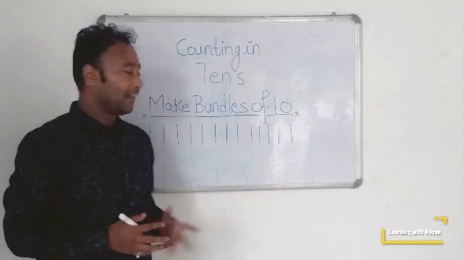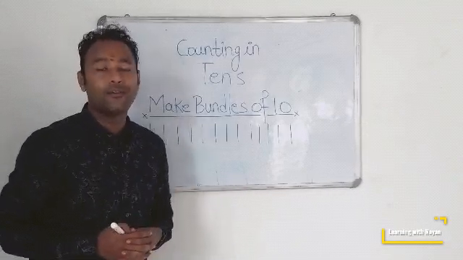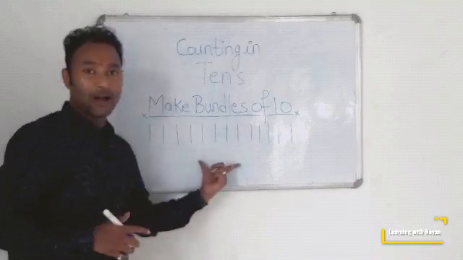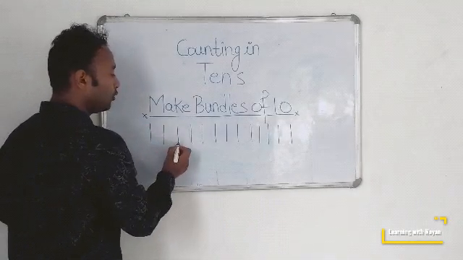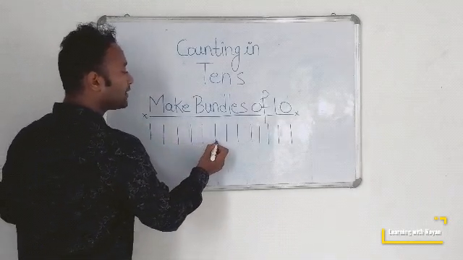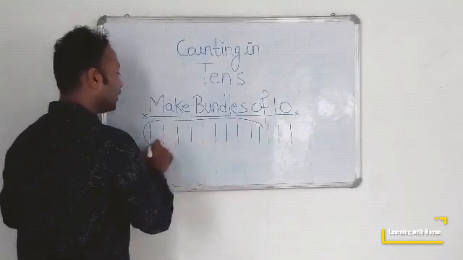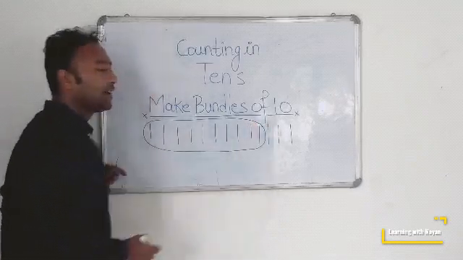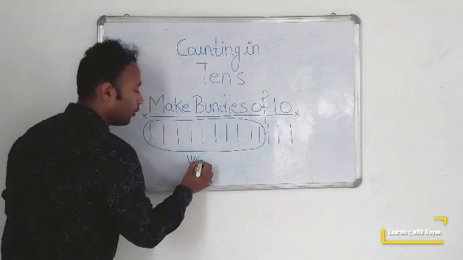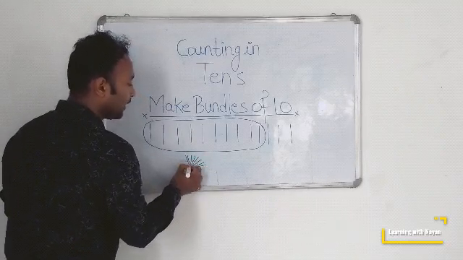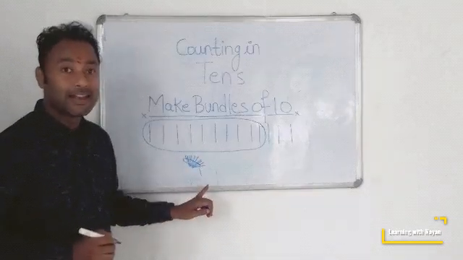13 sticks are there. And you know that whenever we have to form a bundle of 10 sticks, we will count 10 sticks. So how many will we take? This is 1, 2, 3, 4, 5, 6, 7, 8, 9, 10. So it is a group, or you can say a bundle, of 10 sticks. So how will I draw? 1, 2, 3, 4, 5, 6, 7, 8, 9, 10. So it is a bundle of 10 sticks.